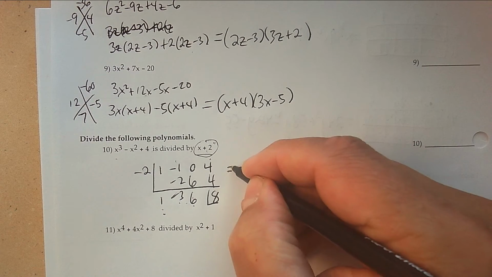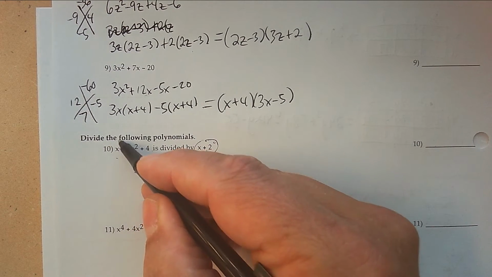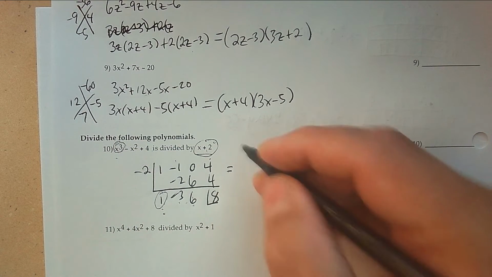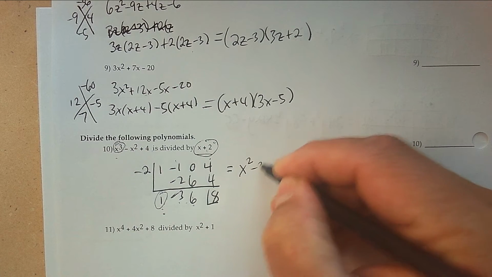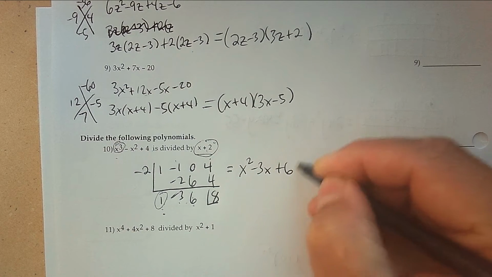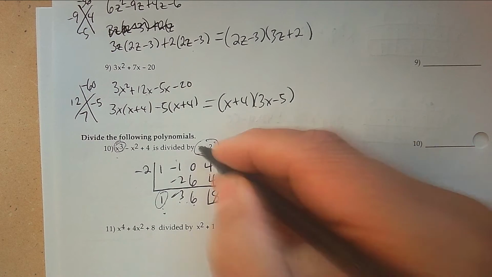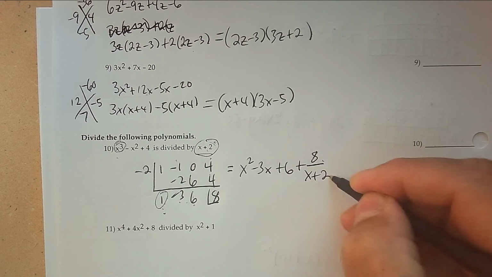So the answer then, our dividend was x cubed, so our quotient, our answer, starts with x squared. So 1x squared minus 3x plus 6. Remember to write the remainder as a fraction. So that's 8, the remainder, over the divisor, which is x plus 2.